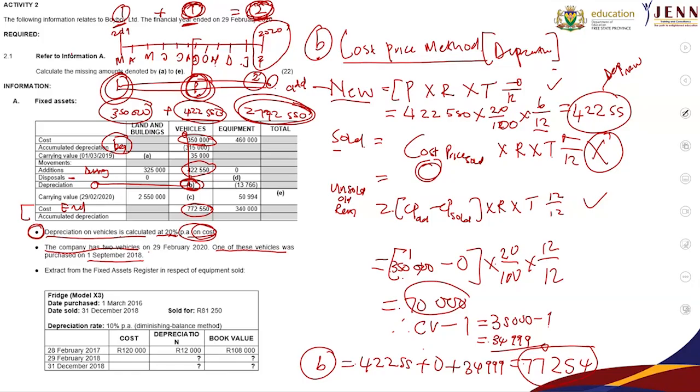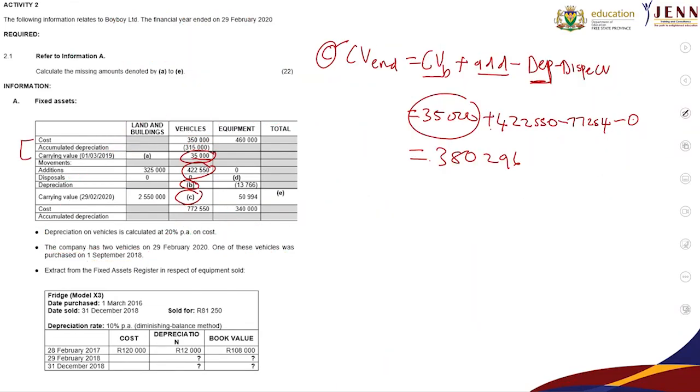At our B, we said B, it is how much? It is 77,254 to make things easier for us. And then we move. Now, we are going to calculate our disposals. Our disposals was 0, and hence you get a carrying value of 380,296. And then we still need to move forward.